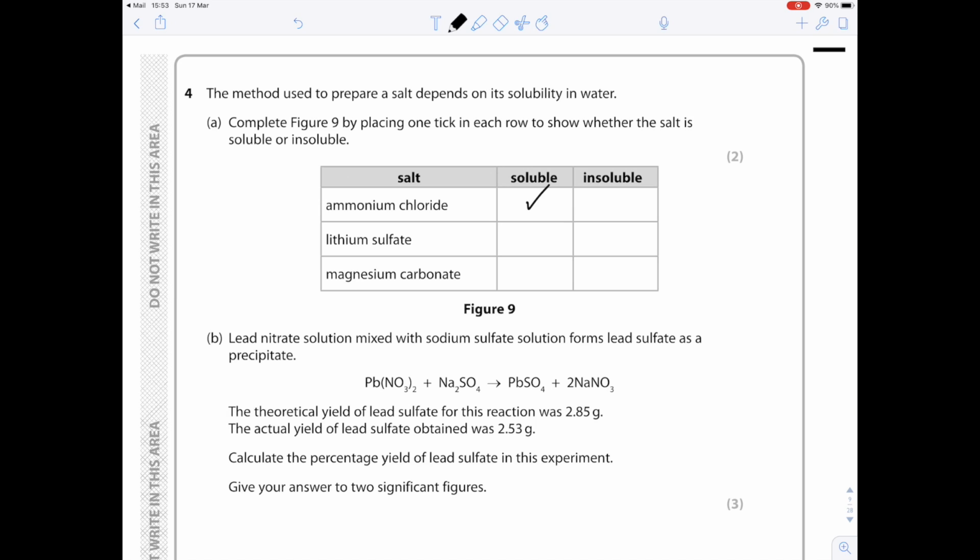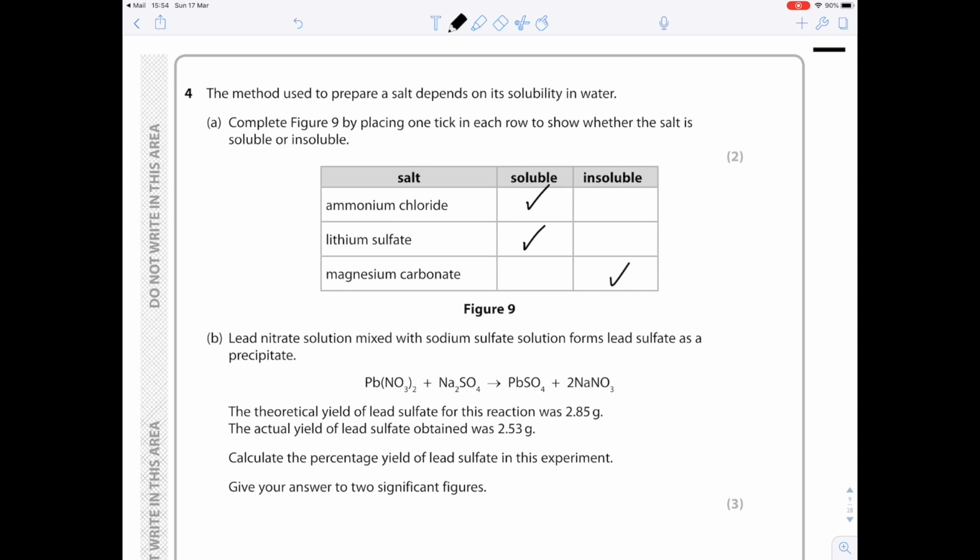All sulfates are soluble apart from lead, barium and calcium. So we don't have any of those here, so I'm going to put soluble here. All carbonates are insoluble except for ammonium, potassium and sodium, while we have magnesium carbonate here, which is why it's insoluble.